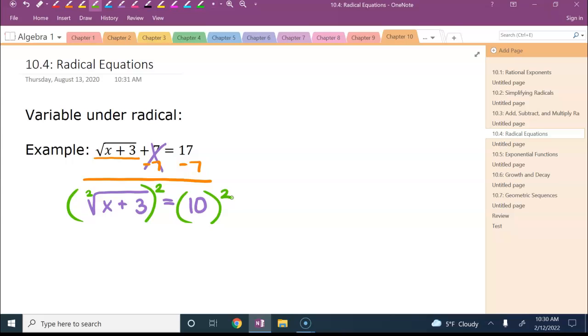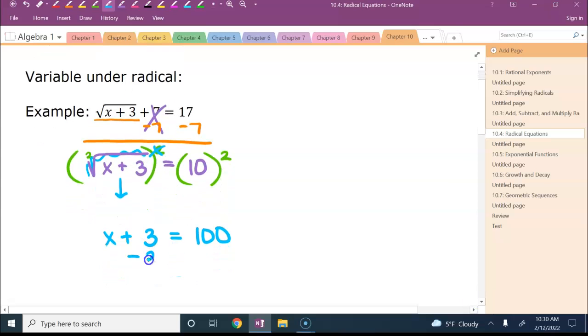So on the left-hand side, when I square that, this square root sign is going to cancel with that 2 out front, and the x plus 3 is just going to come out. You get rid of that radical sign altogether. Then we have equals 10 squared, which would be 100. And then we're going to solve for x by subtracting 3. And so we would be left with x equals 97.